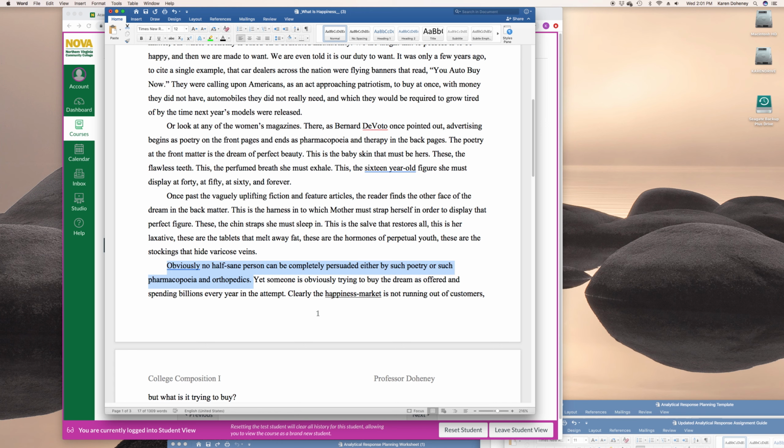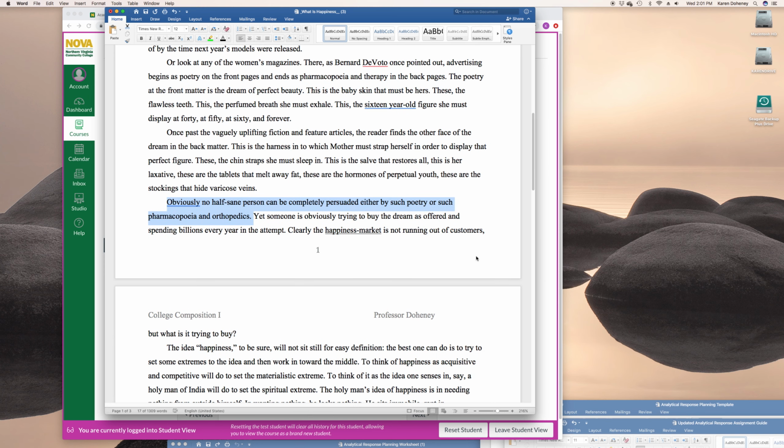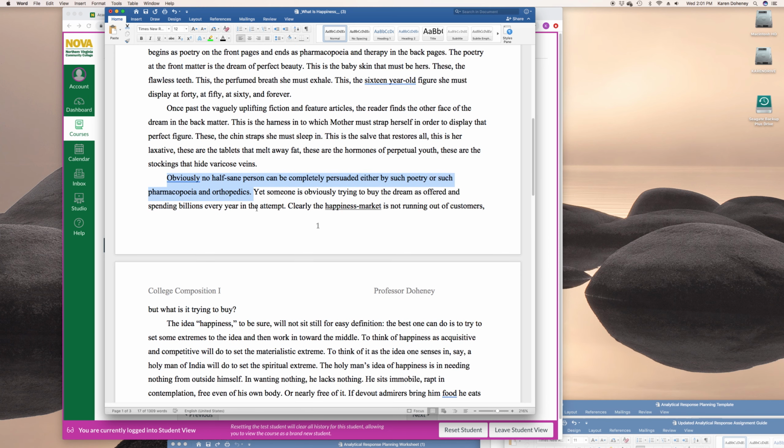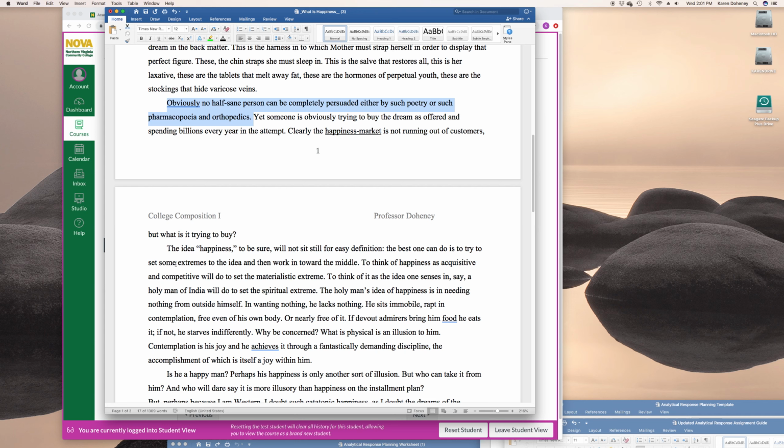And then he says, this is all the fault of the happiness market, and not just the happiness market, but of all of the Americans who are its customers, right now, because they believe in this dream of perfect beauty or perfect happiness. And so this is the place where we need to go to look at Chiardi's thesis statement, and it's all the way down here on the second page, kind of in the middle of this, and it's this big set of sentences here.